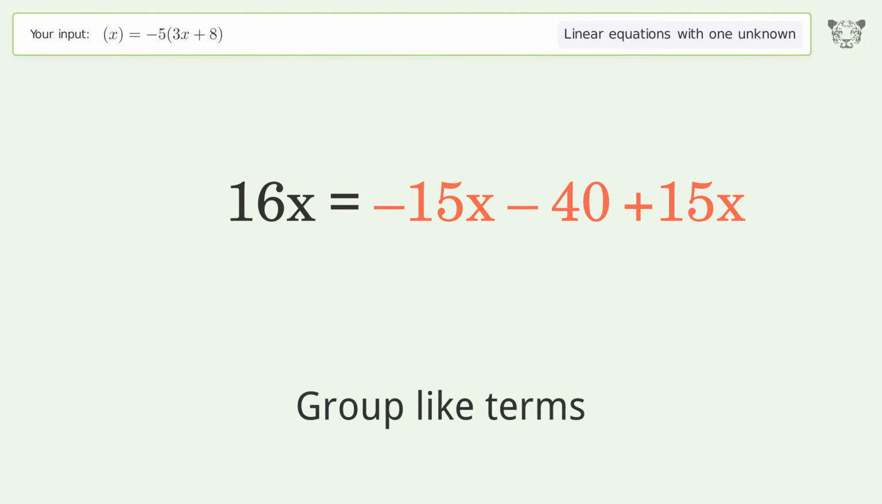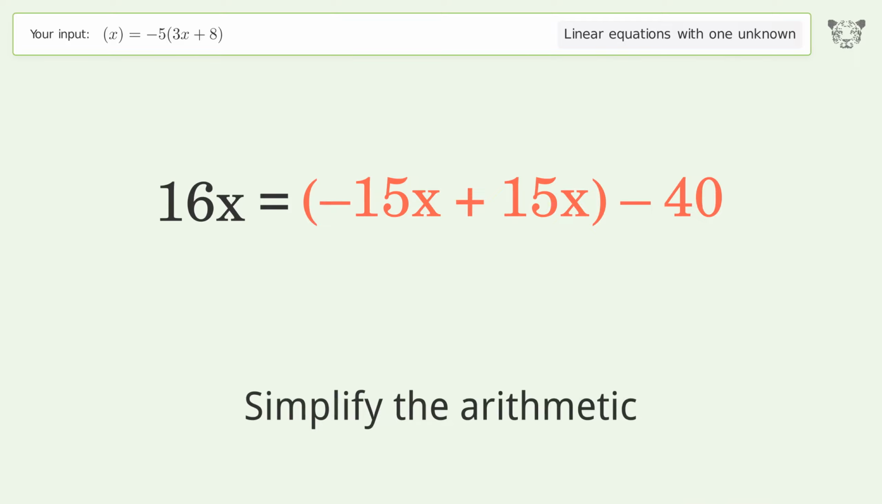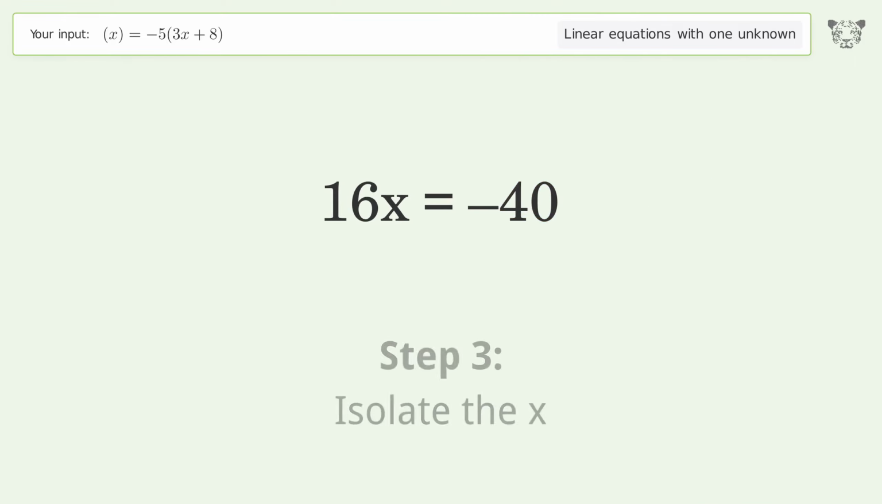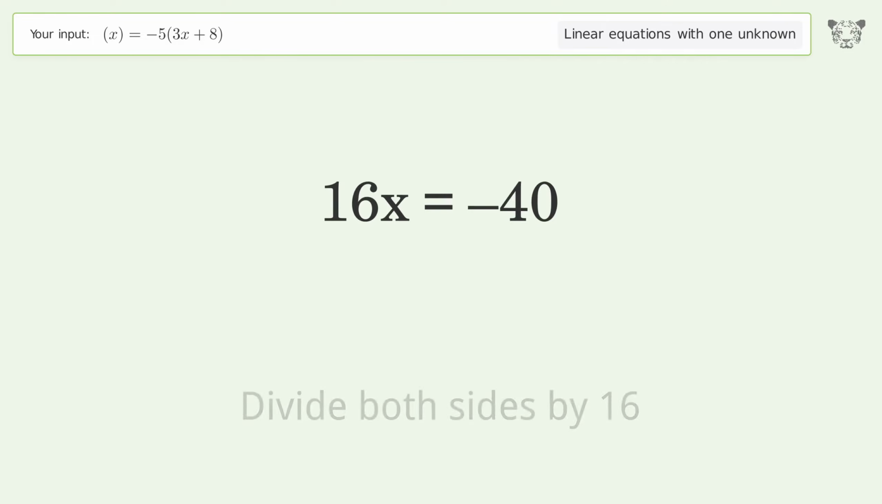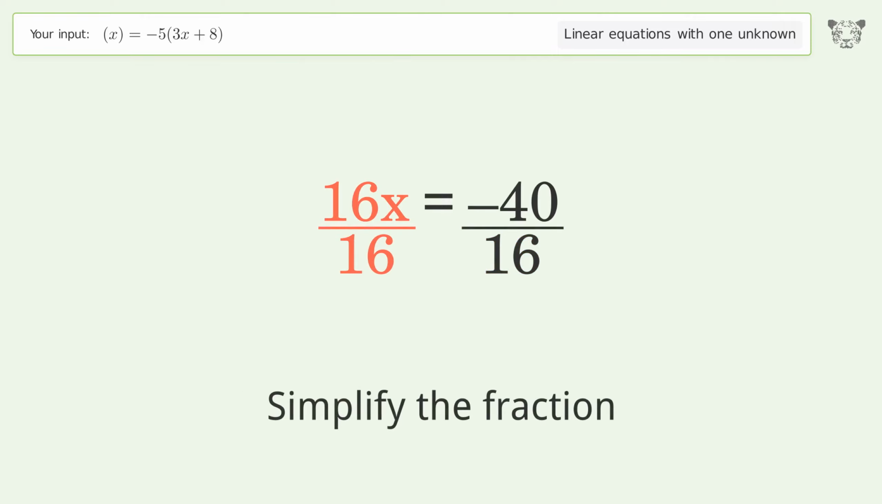Group like terms. Simplify the arithmetic. Isolate the x. Divide both sides by 16. Simplify the fraction.